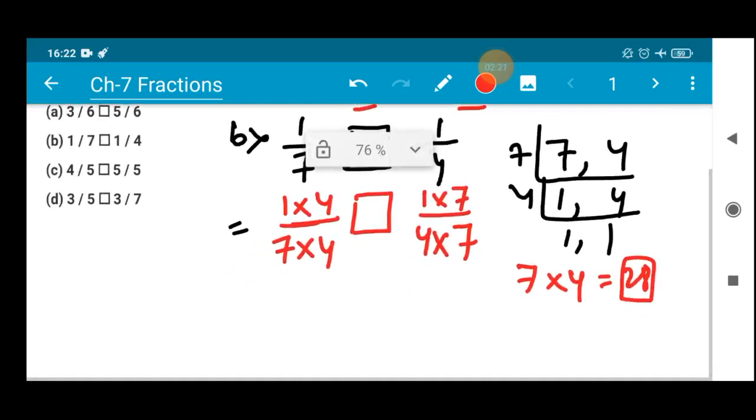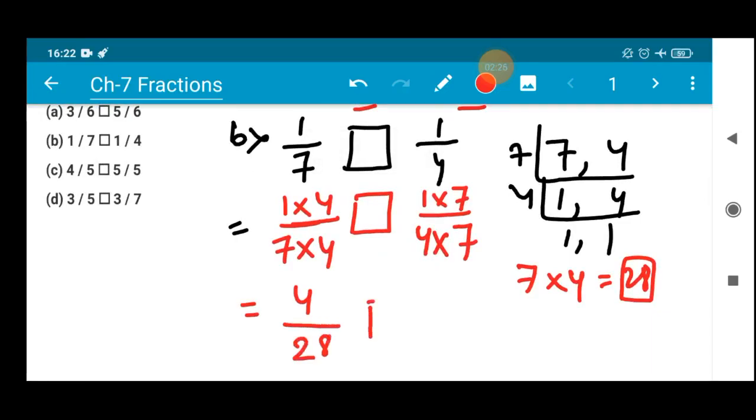So now what will be the fraction? The required fractions will be 4 over 28 here, and 7 over 28 here. Now you have the same denominator. If you have the same denominator, then you can directly compare the numerators. So this is the way of doing it. You can easily see that between 4 and 7, 7 is the greater number, so put the appropriate sign there. But the first very important thing, which people are unfamiliar with, is that the LCM of the denominators should be found when you have different denominators.